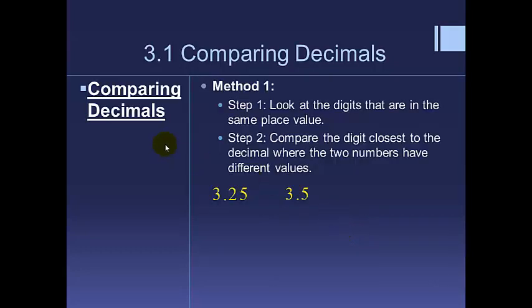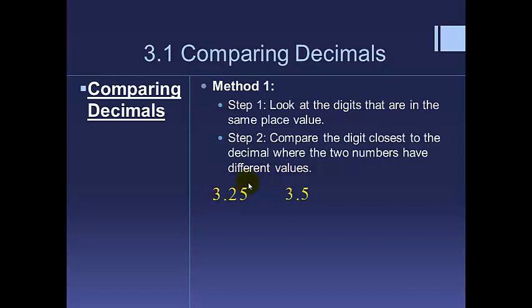So let's talk about comparing decimals. You do need to write this one down. The first thing that we do is look at the digits that are in the same place value. The second thing we need to do is compare the digit closest to the decimal where the two numbers have different values. So let's take a look at this right here.